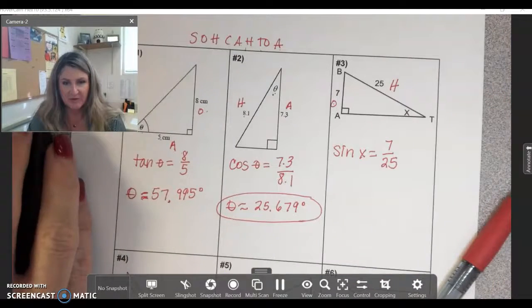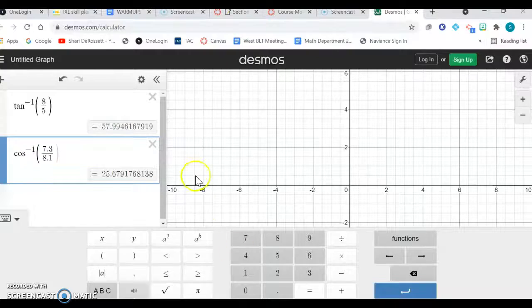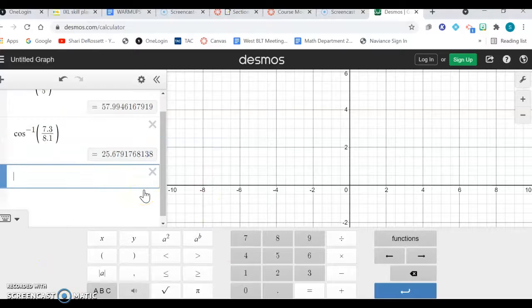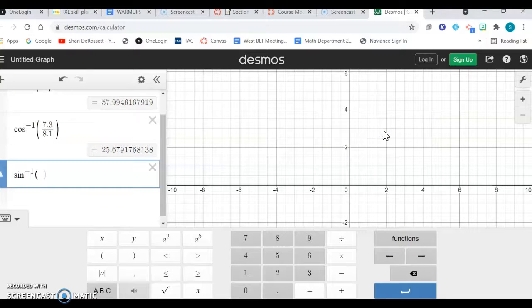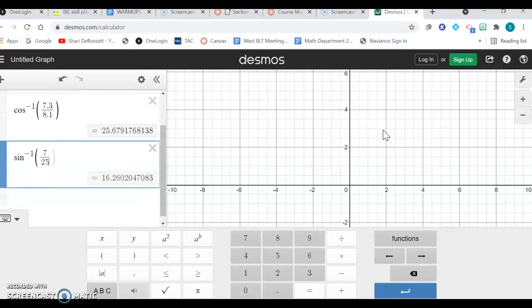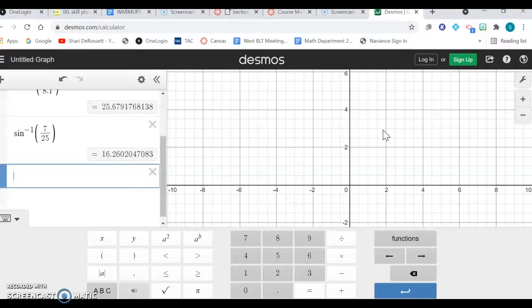And I'm going to go to Desmos. I'm going to push enter on that one. I'm going to go to functions. I don't have to change it because it's already there. I'm going to do this sine to the -1. That's how I find an angle, 7, and then divided by, which is right next to that shift key, 25. And we get the angle is going to be about 16.260 degrees. And that's going to be our answer there.